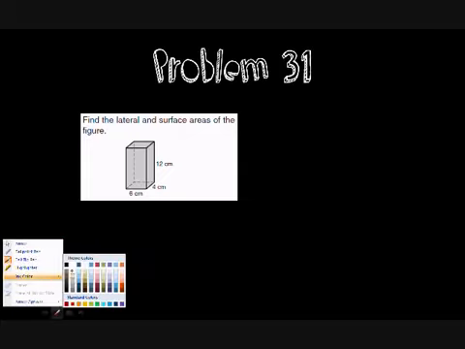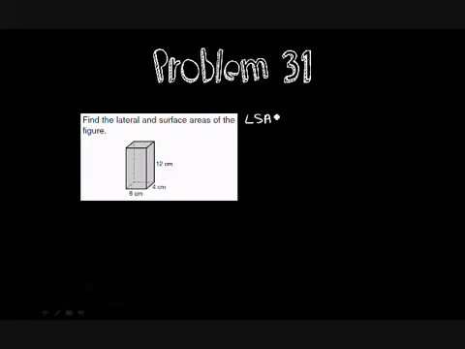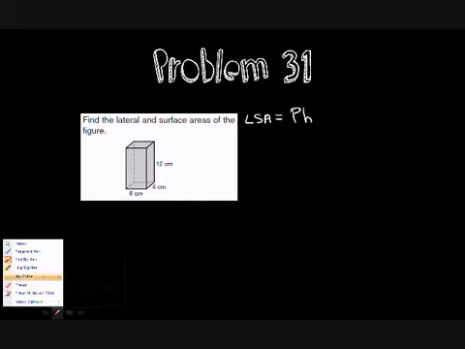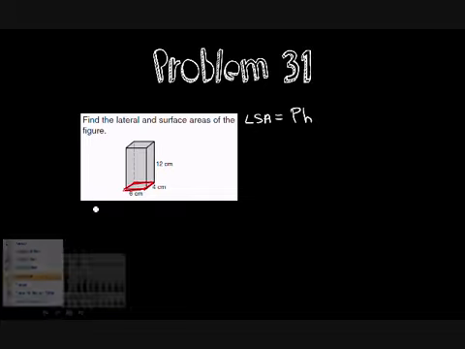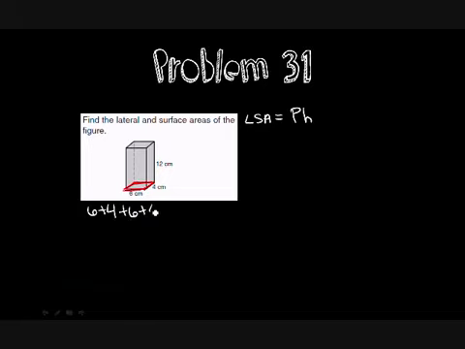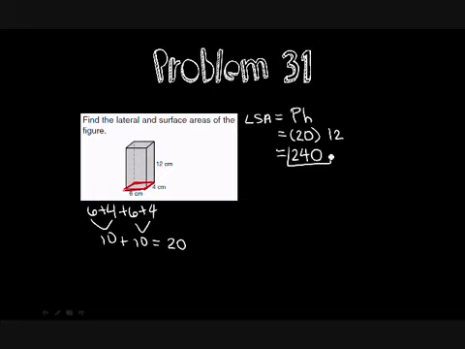I'm just going to use the formula for this one. So for the lateral surface area, our formula is capital PH. Remember, the capital P is the perimeter. And so this perimeter is down here. It's going to be 6 plus 4 plus 6 plus 4. So we have here 10 and 10. So we get a perimeter of 20. And then the height they give us is 12. And so 20 times 12 gives us a total of 240 for the lateral surface area.